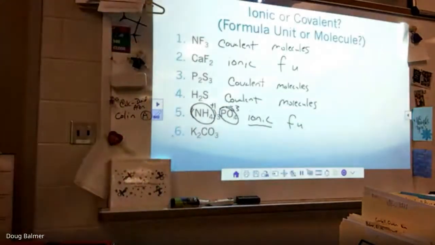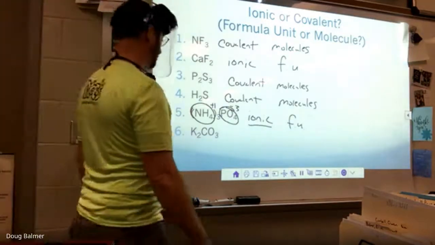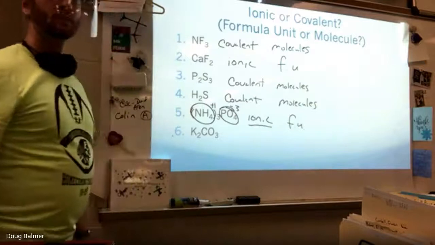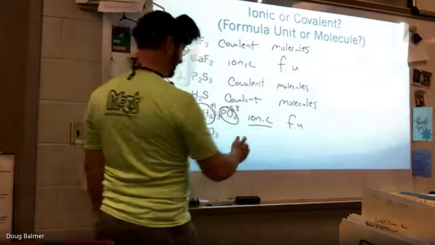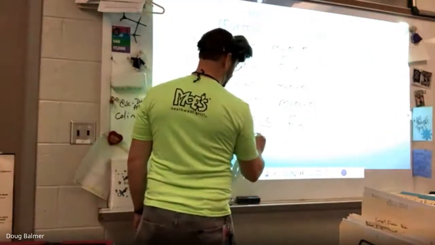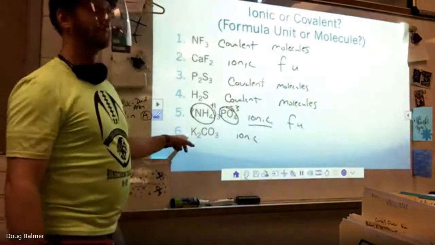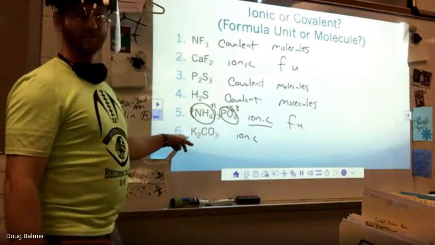All right, last one. C group 2, K2CO3. That is definitely ionic. Yes, and why is it definitely ionic? Because it's not covalent. I don't know. Okay, K is on what side of the periodic table? The left. Left side is definitely a metal.